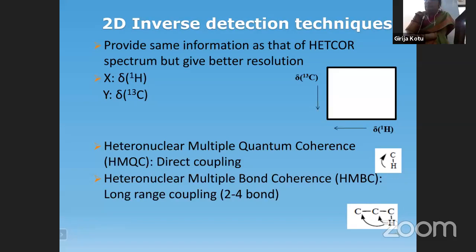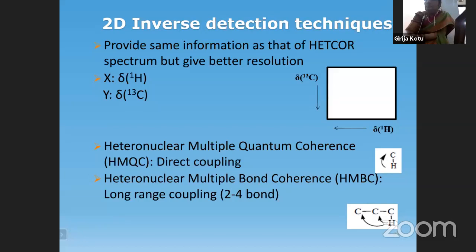Whereas HMBC is heteronuclear multiple bond coherence. It is the interaction between the proton and the carbon which is not one bond away. It is indirect coupling, so it is long range coupling. So it is 2, 3 or 4 bonds, normally 2 and 3. Sometimes you can even observe 4 bond coupling information. But one bond coupling interaction is not shown. Maximum 4. Sometimes 4 is seen or sometimes not seen, but mostly it is 2 and 3.